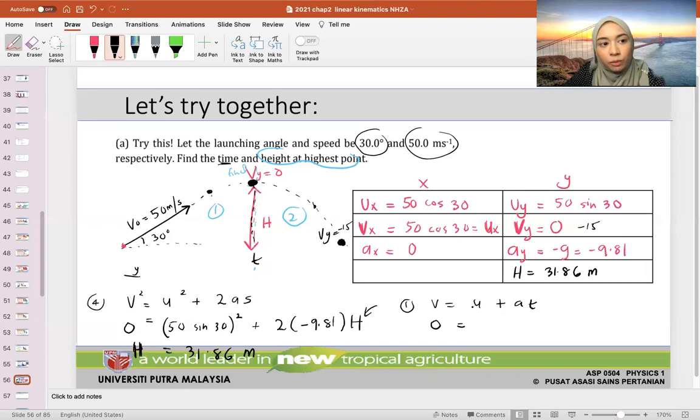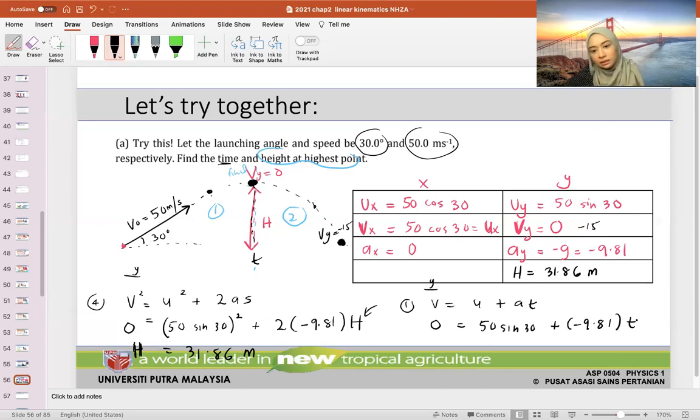should we do it in Y or X? Okay, Y. We do Y and X, we do both. Let's see. So this is Y. So we can use this 0. u equals 50 sine 30, and then plus minus 9.81 and t.